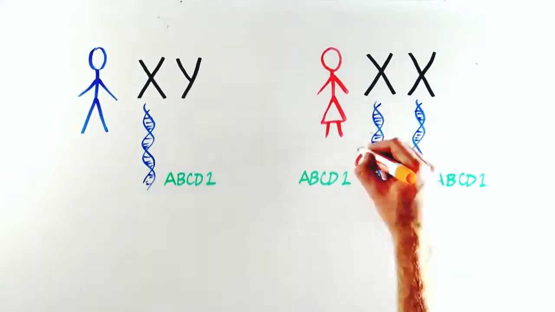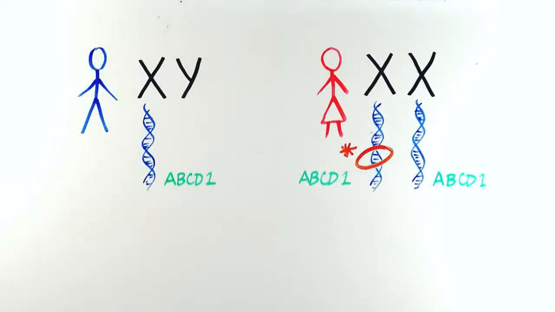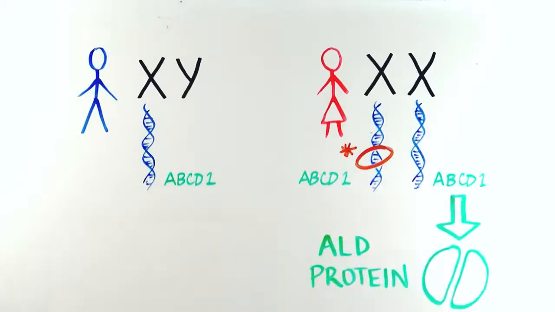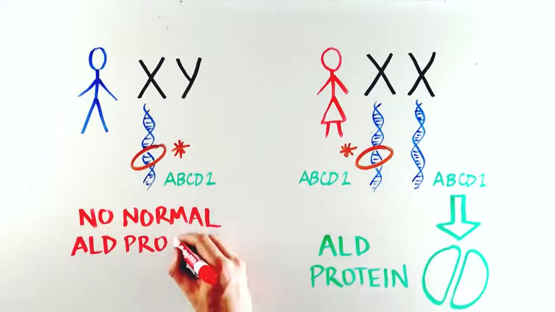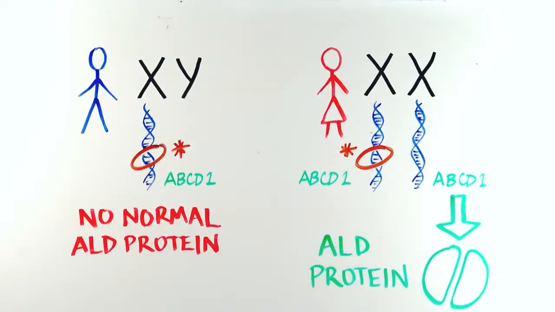So women with a mutation in 1 copy of the ABCD1 gene still have a normal copy of the gene that can make a functional ALD protein. Men, however, only have 1 copy of the ABCD1 gene, so if this copy is mutated, there is no normal ALD protein produced. So what effect does an ABCD1 mutation have on the cell?